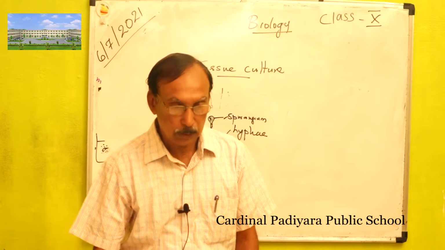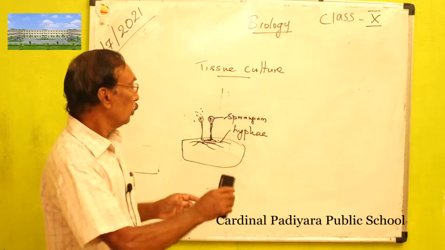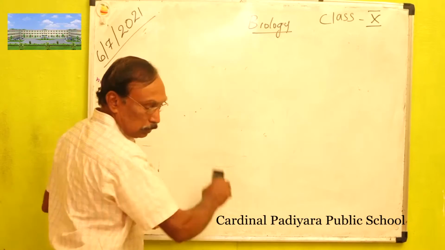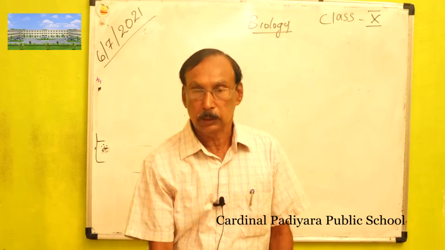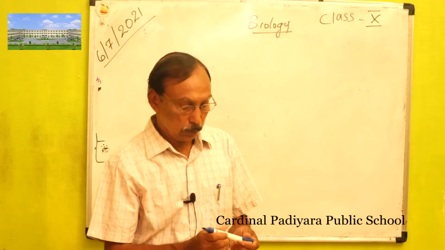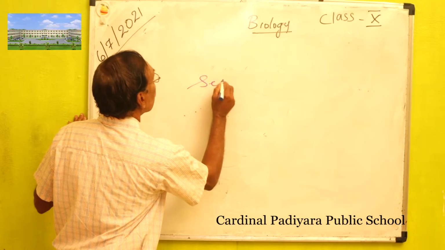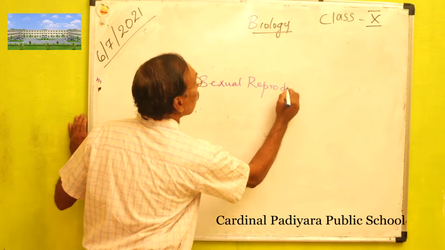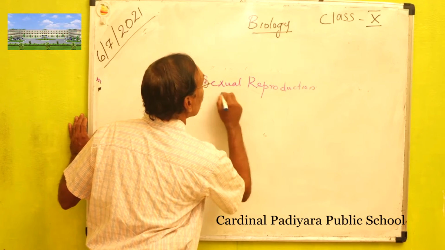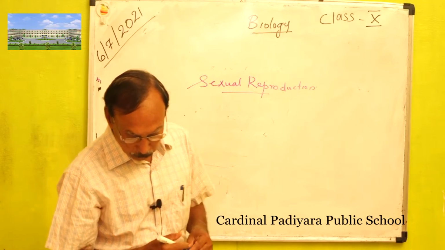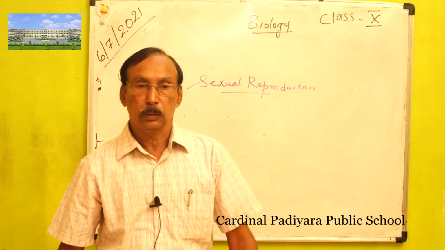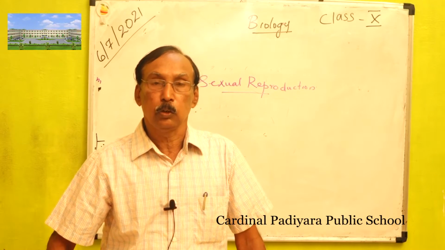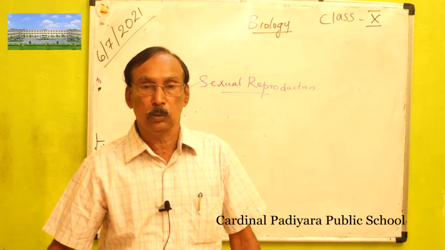Now we are going to discuss sexual reproduction in organisms. Both plants and animals reproduce sexually also. Actually, in sexual reproduction, we are going to see two cells get fused, two gametes get fused.